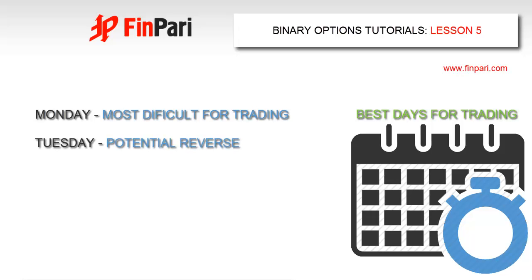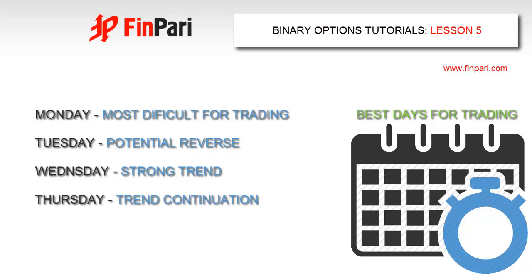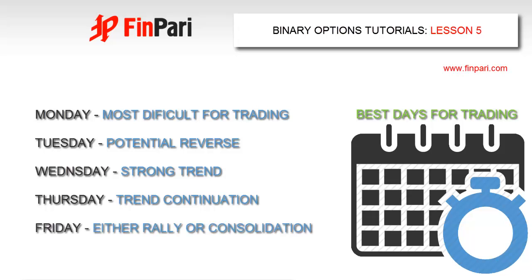Tuesday, market usually reverses or bounces over strong support or resistance levels. On Wednesday, after the bounce, a strong trend might be dominating. Thursdays, usually trend continues for a short time and also might find strong support or resistance levels. Follow the market on Friday. There might be either strong rally or consolidation. And if you see that it's not your day, just relax.